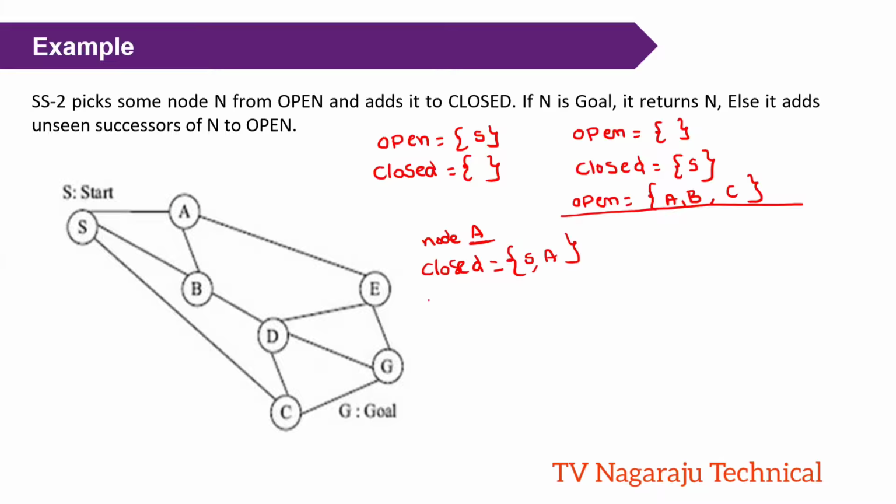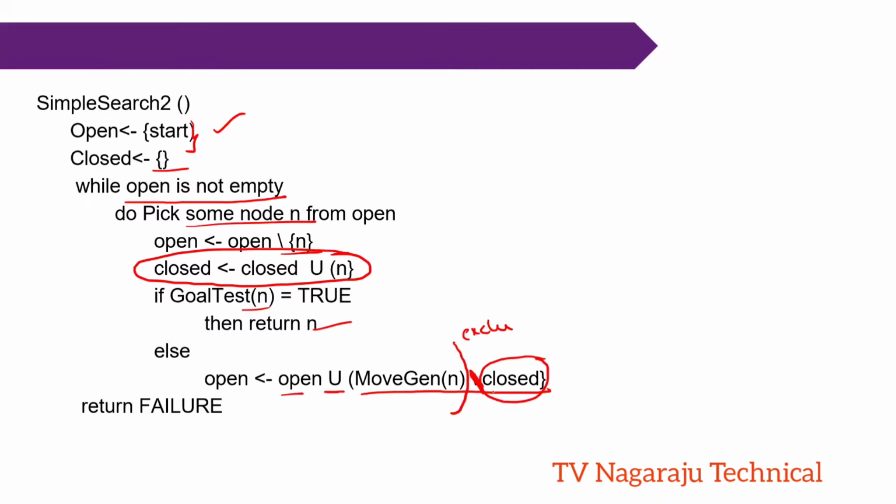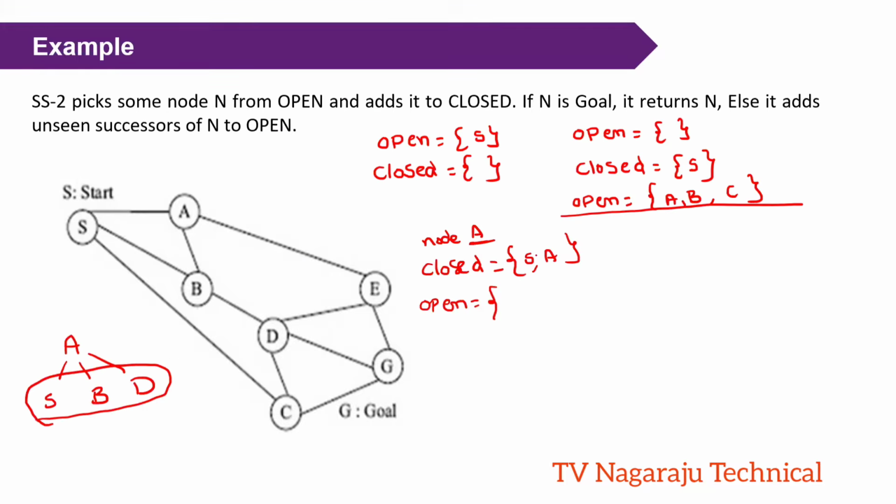Whenever A is not the goal node, what do you need to do? Add the successors. What are the successors of A? S, B, D. In the previous simple search 1 algorithm, we are adding all of S comma B comma D. But in this algorithm, what are you doing? We are excluding the nodes that are available in closed. Now the closed consists of S comma A.